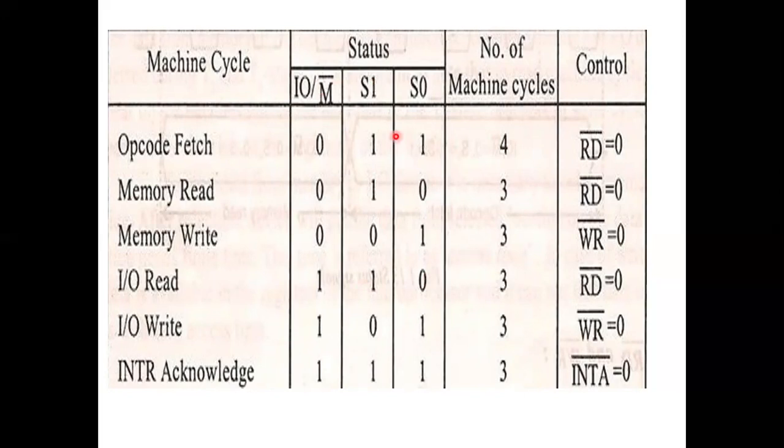If both the values are 1, that is opcode fetch with respect to the memory, because all the instruction opcodes are stored in the memory only. So we are selecting the memory. If both the values are 1, it defines the opcode fetch. Then interrupt acknowledgement: in the input output devices we can get the interrupt value. So when S1 and S0 are 1, it will be the interrupt acknowledgement concept.